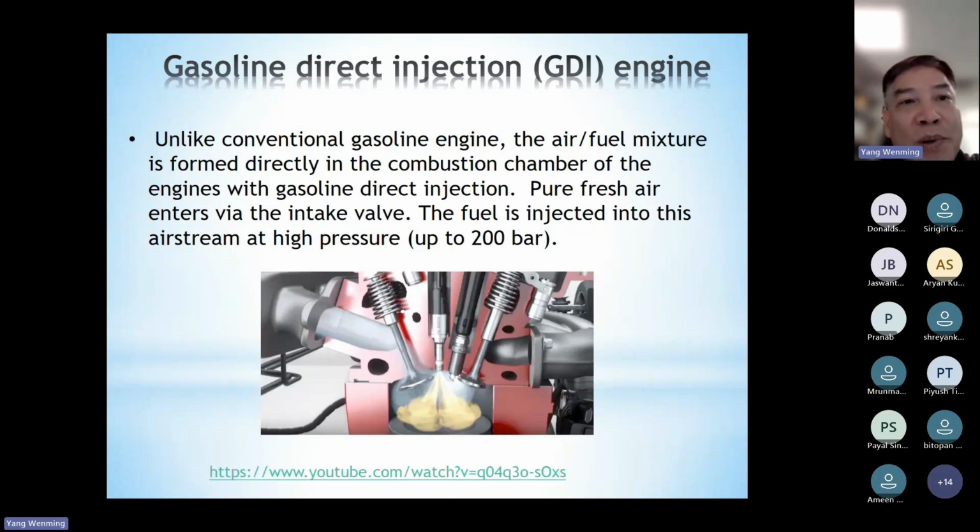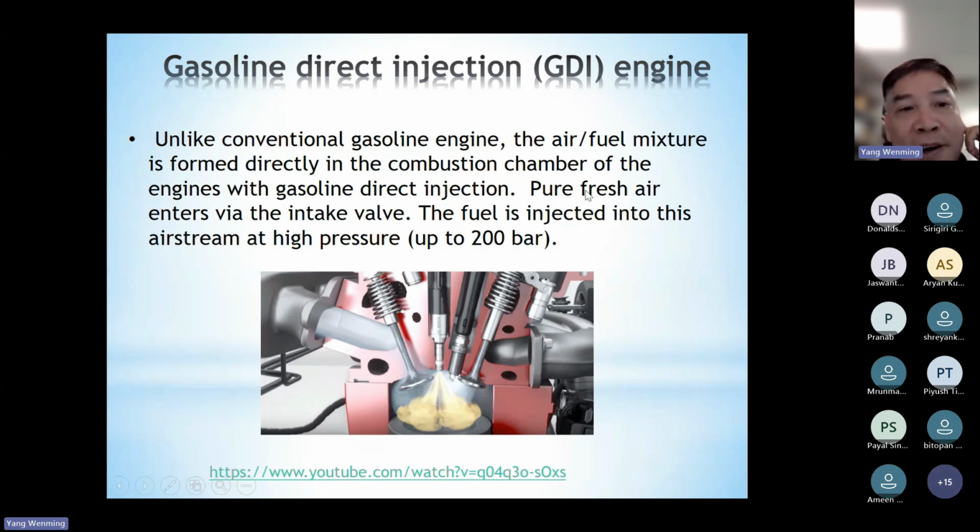Okay, the next one I want to share with you is gasoline direct injection engines. Unlike conventional gas engines, the air fuel mixture is formed directly in the combustion chamber of the engine. In the traditional gas engines, we know the gasoline fuel is injected into the intake manifold, premixed with the air, and then supplied to the engine, correct? But in gasoline direct injection engines, the fuel is injected into the combustion chamber directly.